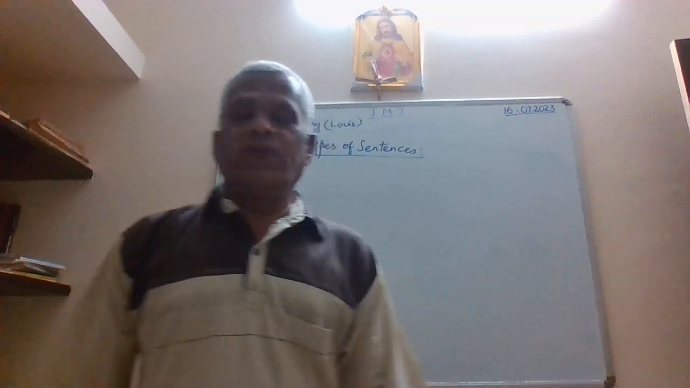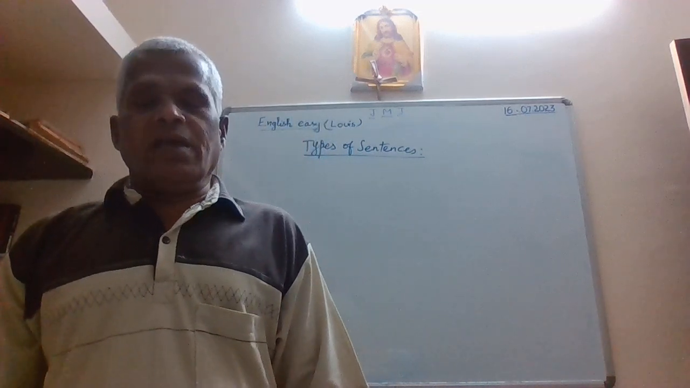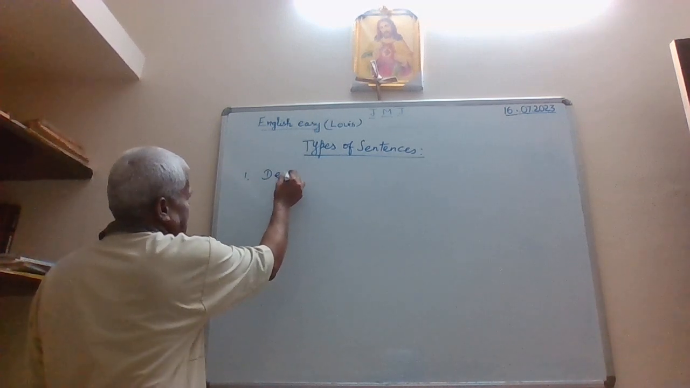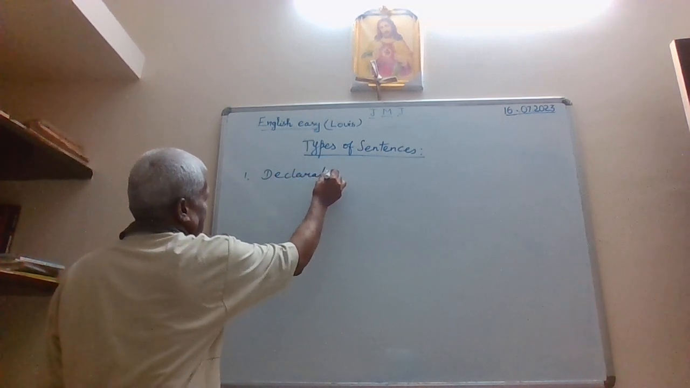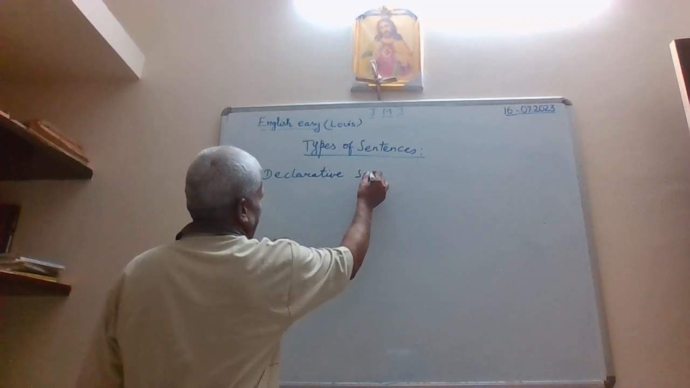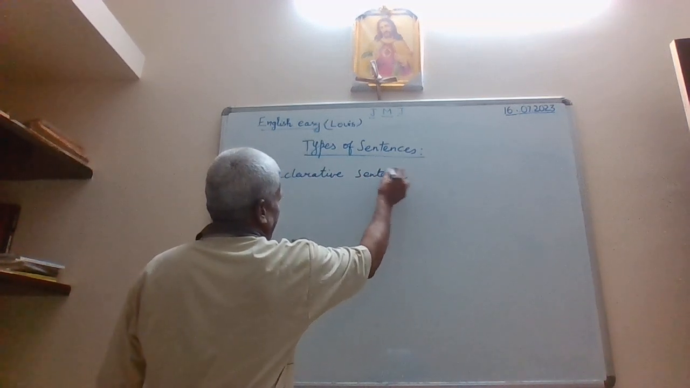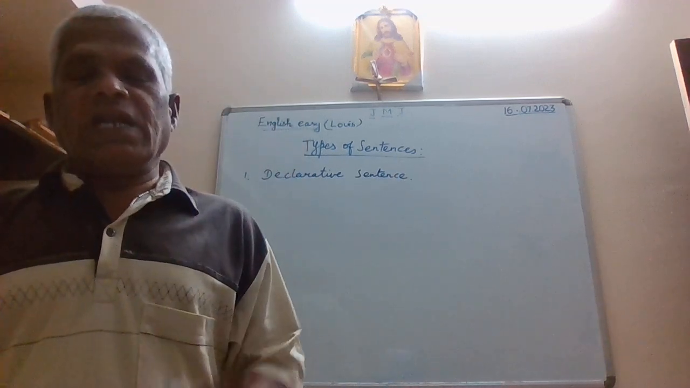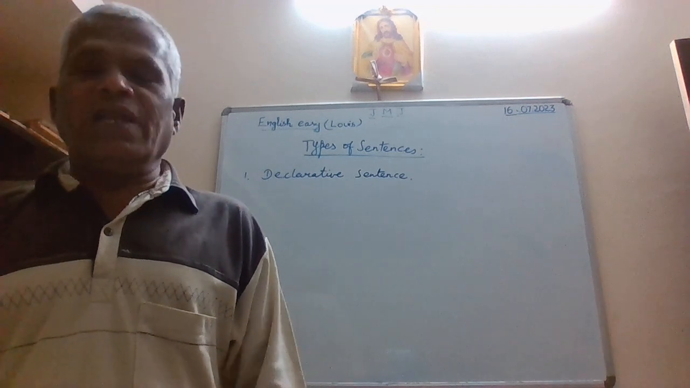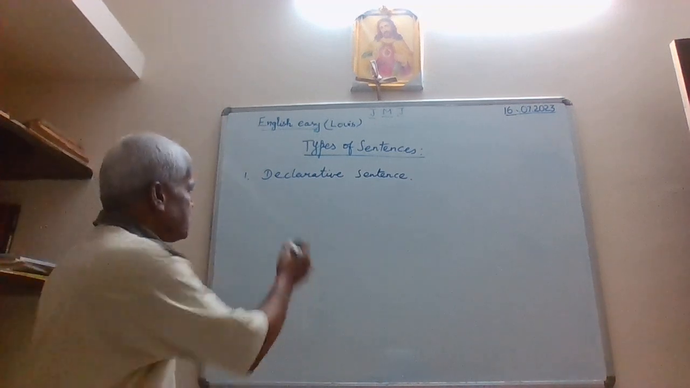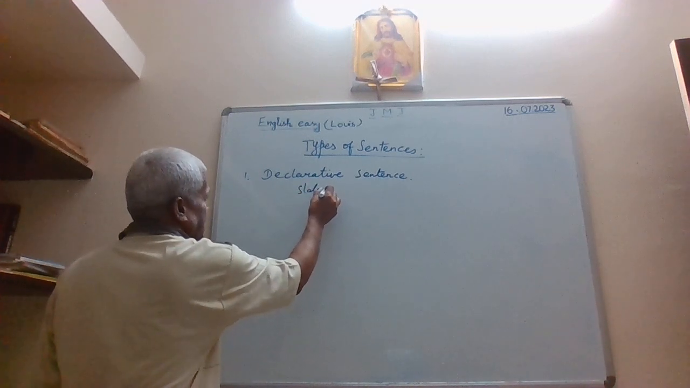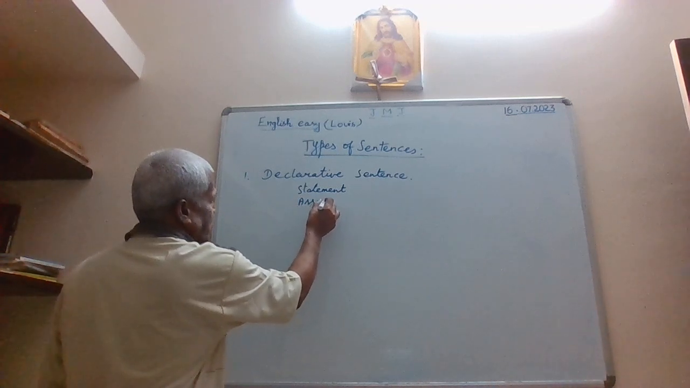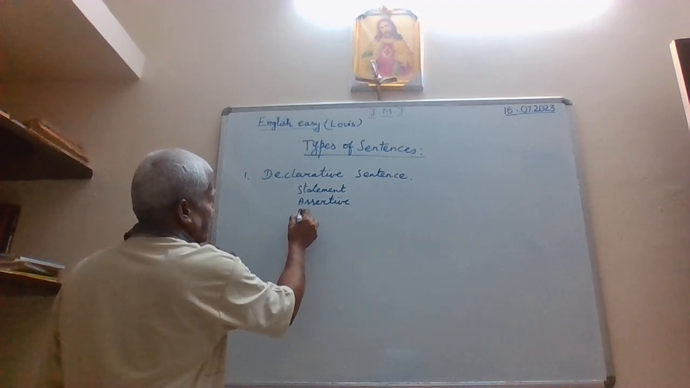Now there are 4 types of sentences in English, as I said, and the first type of sentence is known as the declarative sentence. These declarative sentences can be named as statement, assertive, affirmative.